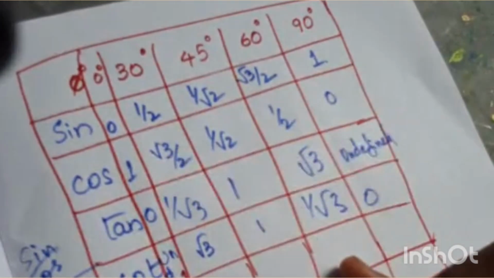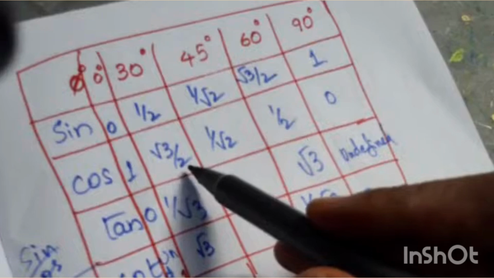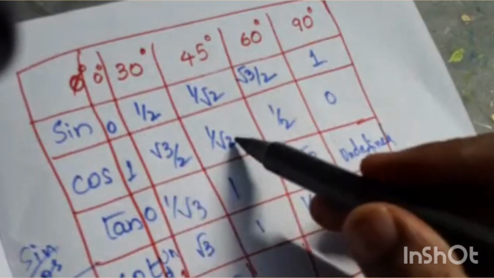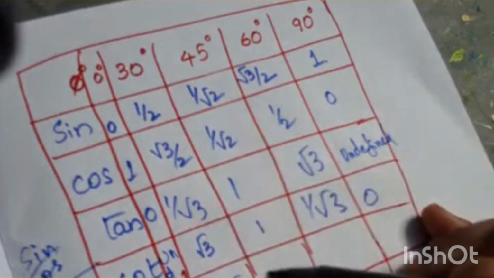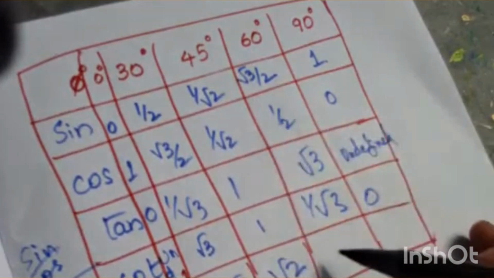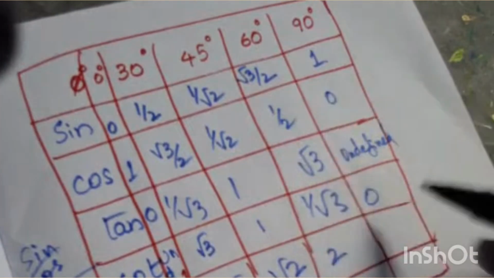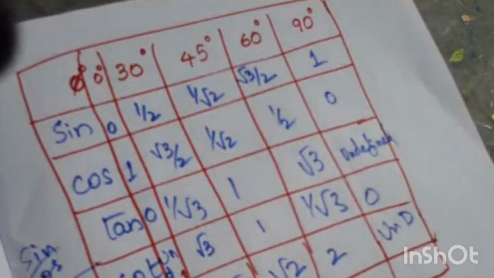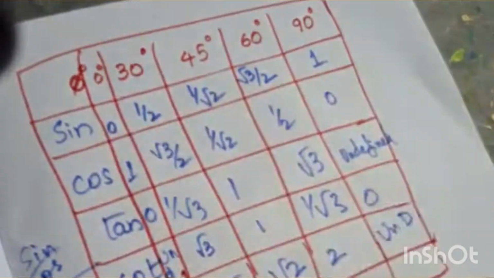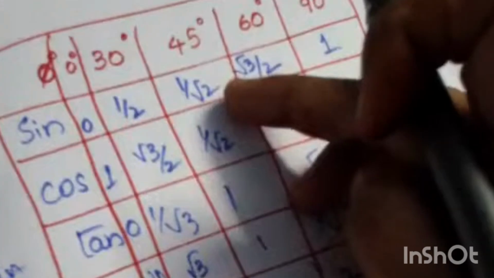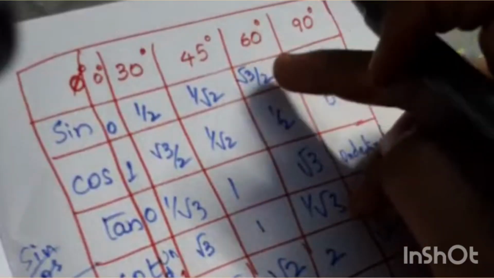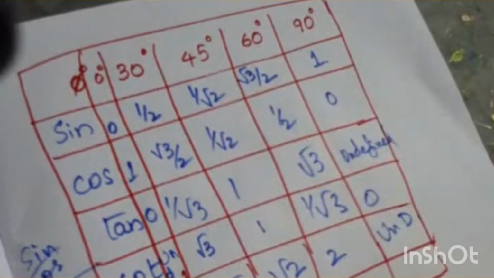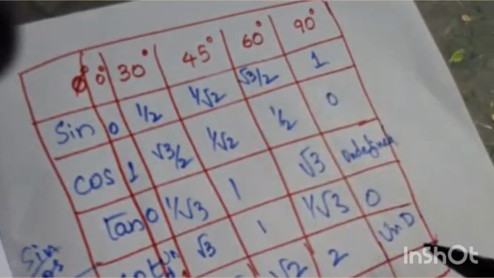Sec means 1 by cos. 1 by cos means 1 by 1, which is 1. Then 1 by root 3 by 2 is 2 by root 3. 1 by cos means 1 by 1 by root 2, which is root 2. 1 by 1 by 2 means 2. 1 by 0 is undefined. Now cosec: 1 by sine means 1 by 0, undefined. 1 by 1 by 2 means 2. 1 by 1 by root 2 is root 2. 1 by root 3 by 2 means 2 by root 3. 1 by 1 is 1.